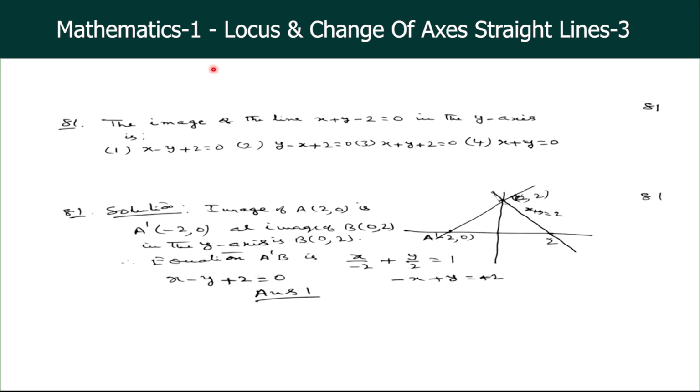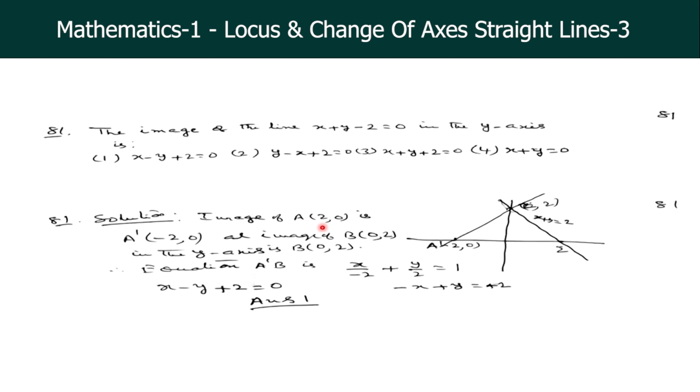The image of the line x plus y minus 2 equal to 0 in the y-axis is: 1) x minus y plus 2 equal to 0, 2) y minus x plus 2 equal to 0, 3) x plus y plus 2 equal to 0, 4) x plus y is equal to 0. See, the given line meets the coordinate axes in A (2, 0) and B (0, 2). So the image of A (2, 0) is A dash (minus 2, 0), and the image of B (0, 2) in the y-axis is B (0, 2).